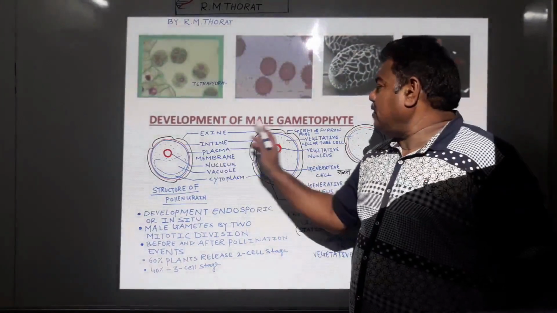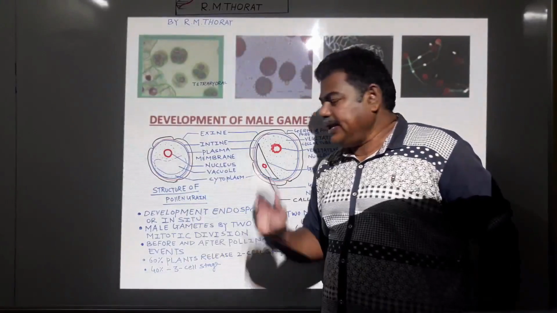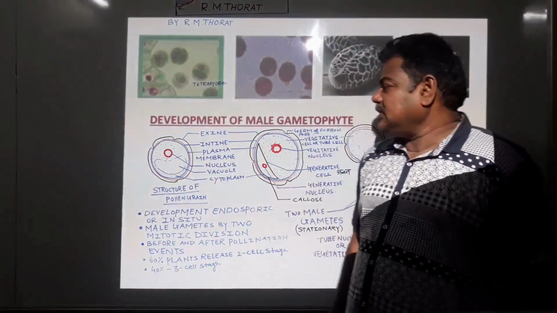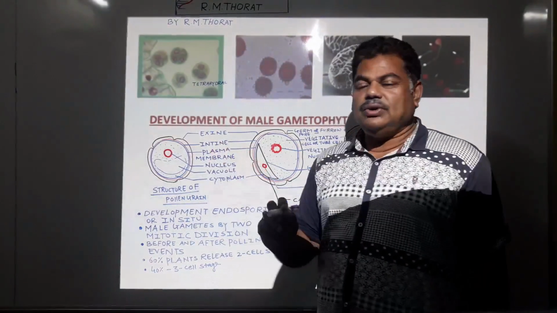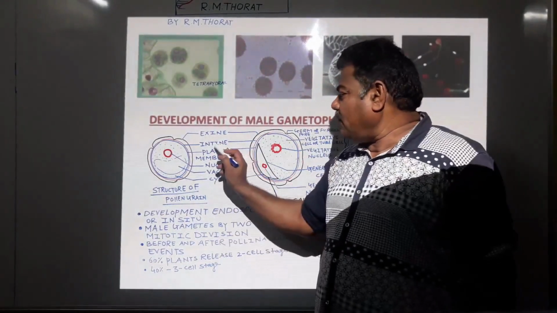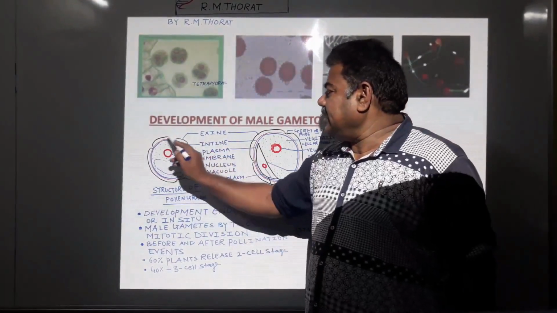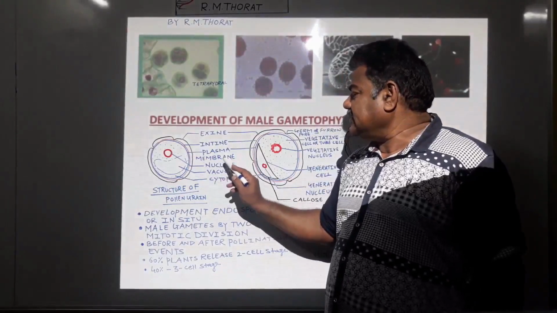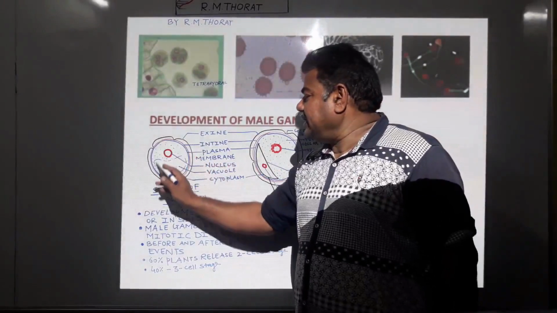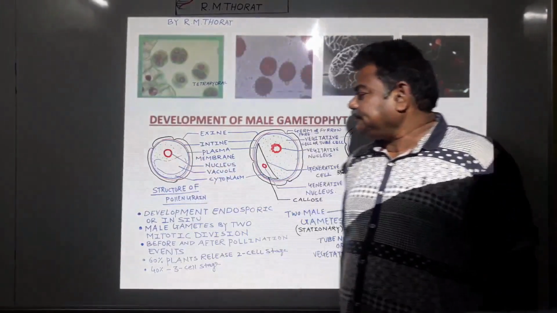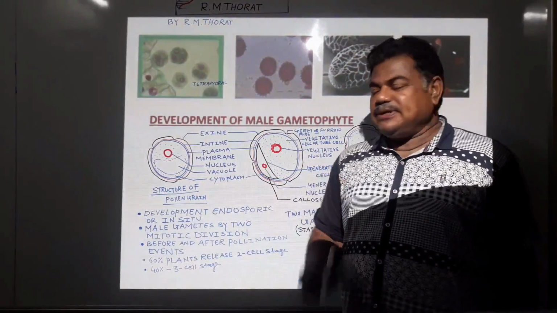Now the development of the male gametophyte. This one is the structure of the pollen grain. We know that structurally the pollen grain consists of an outer wall known as the exine, and an inner wall, the intine. Then beneath the intine a membrane is present, which we call the plasma membrane. Beneath this plasma membrane is the cytoplasm. In the cytoplasm, a nucleus is present.